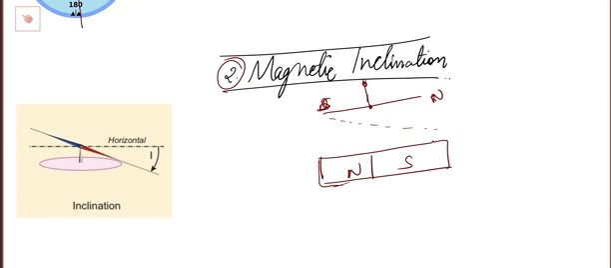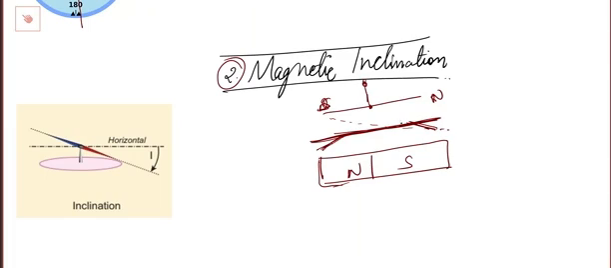If you bring the northern pole of the needle towards the southern side, then an inclination deviation takes place. If you bring the southern side of the needle towards the northern magnet, then there is an inclination towards this. This is because if you put it exactly at the center, a balance takes place. So this we'll see later.